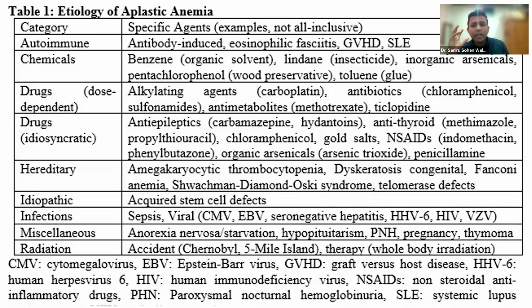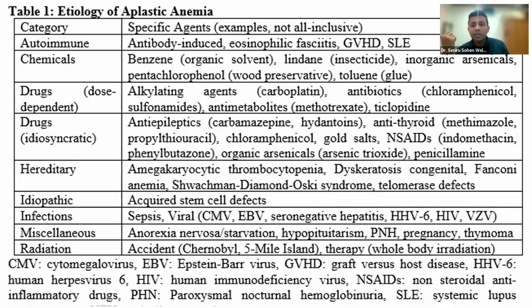Hereditary wise, we have a lot of conditions. We have dyskeratosis congenita and Shwachman-Diamond syndrome, which may be important in your pediatrics. But what we want to focus on here is the condition called Fanconi anemia, where you can have aplastic anemia and multiple musculoskeletal deformities, and so on and so forth.